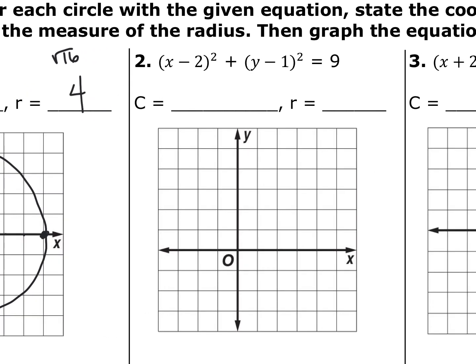Okay, remember our h, k is always the opposite of these, because the formula has x minus h and y minus k. We always want to find the opposite here. So my center is going to be 2 and 1, at 2, 1. All right, and then my radius is the square root of 9, and so it's 3. So at 2, 1, here's my center.